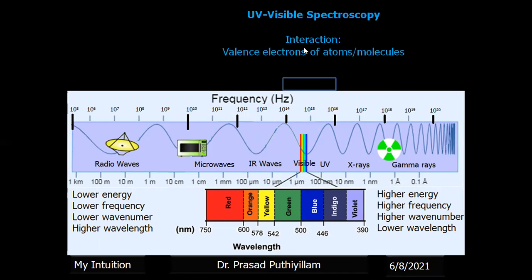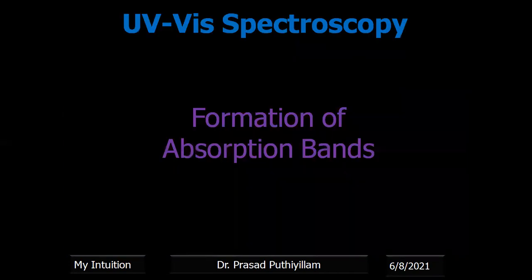So here, matter means the molecules, organic or inorganic, whatever substance we are taking for analysis. The valence electrons of atoms or molecules mainly participate in the interaction, and that interaction gives the spectrum, which we are going to analyze. In this particular class video, I'm explaining many topics. The first topic is the formation of absorption bands, how the absorption bands are formed.